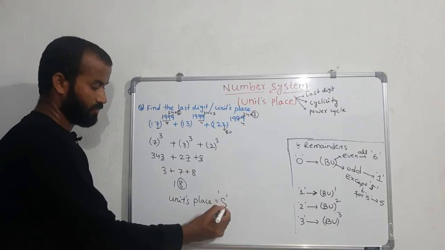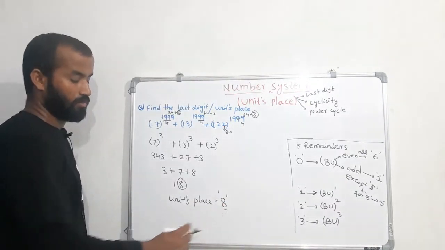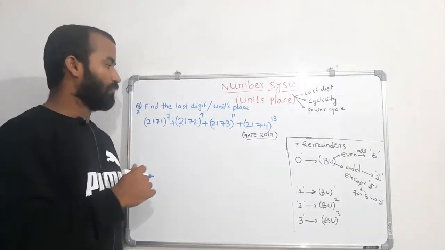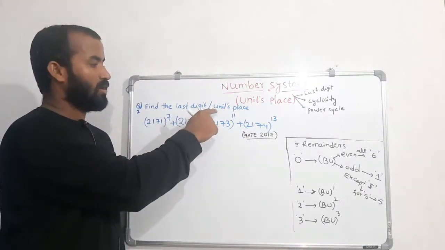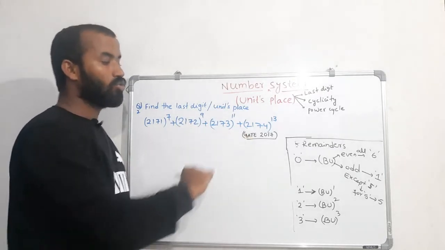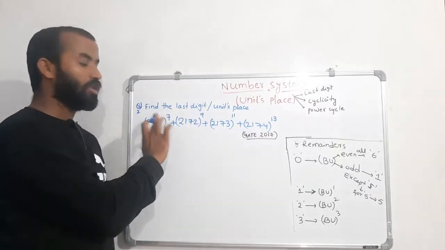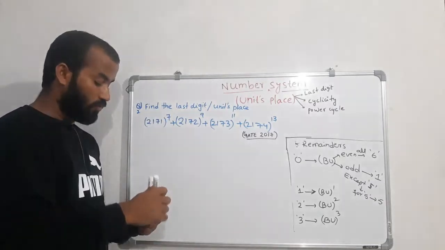Okay, 8. This is the answer. Okay, question number 2. Find the last digit or units place of the expansion of this. Okay, GATE 2017 question. What I told, you have to take the power and divide it with 4.